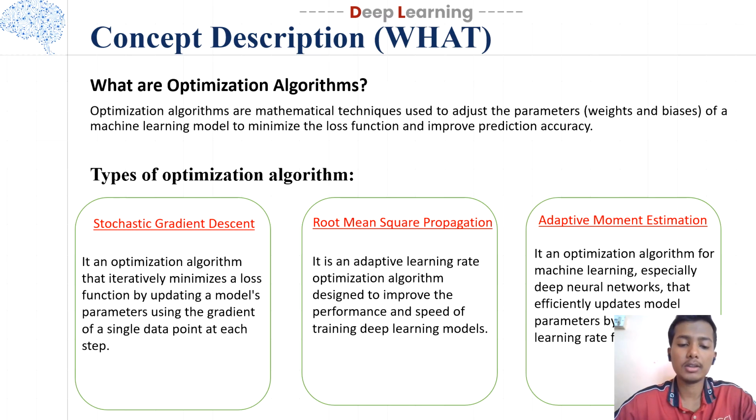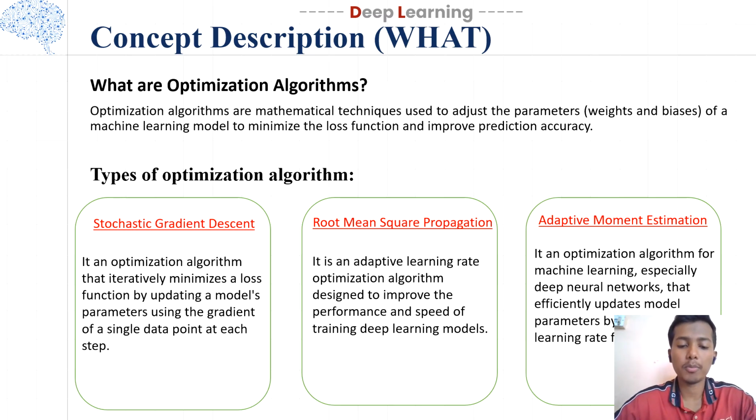Now let's look at the three common types of optimization algorithm. First one is stochastic gradient descent. This is the most basic one. It's fast because it updates the model by looking at one data point at a time. Second one is root mean square propagation. This is an adaptive algorithm. It's smarter than SGD because it automatically adjusts the learning rate, which helps improve training speed and performance. And the third one is adaptive moment estimation, which is also called ADAM.